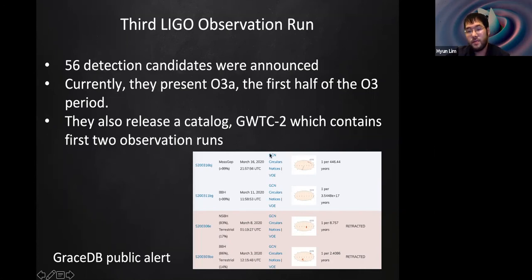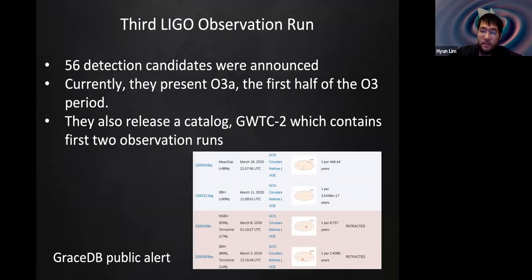O3A, the first half of the O3 period, from April 1st, 2019 through the end of December 2019. They are working on the remaining candidates, which will be called O3B. That will be announced, I think, in the next couple of months. And they also released a catalog called the Gravitational Wave Transient Catalog 2, which also contains the first 2 observation runs. So all 50 gravitational wave observations are contained in GWTC-2.